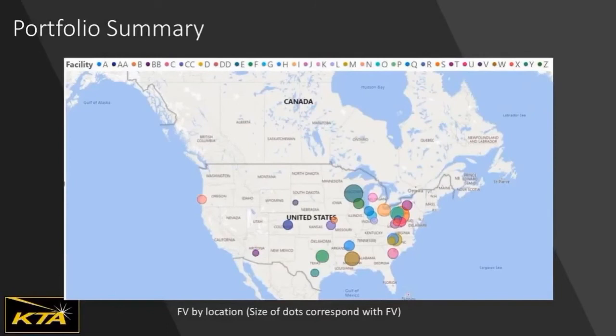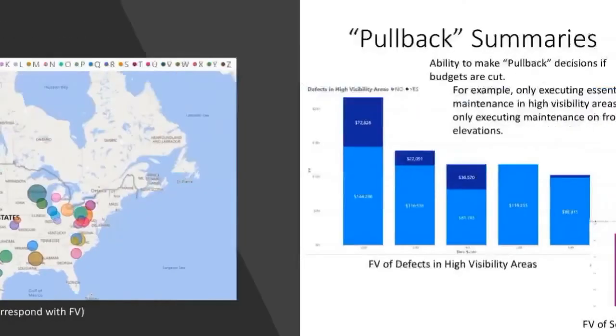This is kind of a neat graph or map. So the dashboard summary can show the facilities with the greatest future value cost of maintenance required by dots. The dots correspond with the highest future value cost. And so we see the facilities in, it looks like, Ohio, Wisconsin, and Mississippi have the greatest future value maintenance cost.